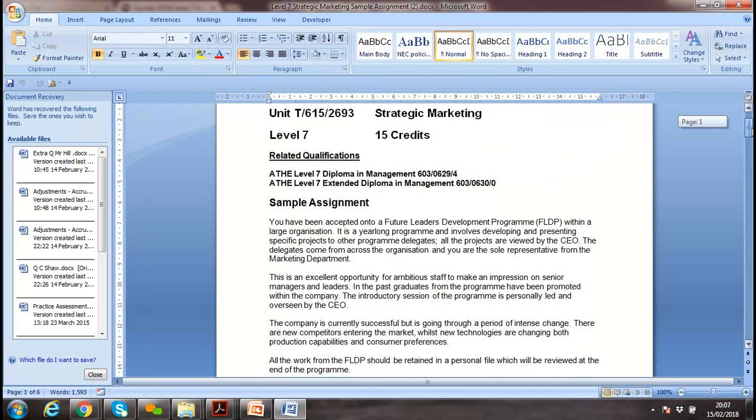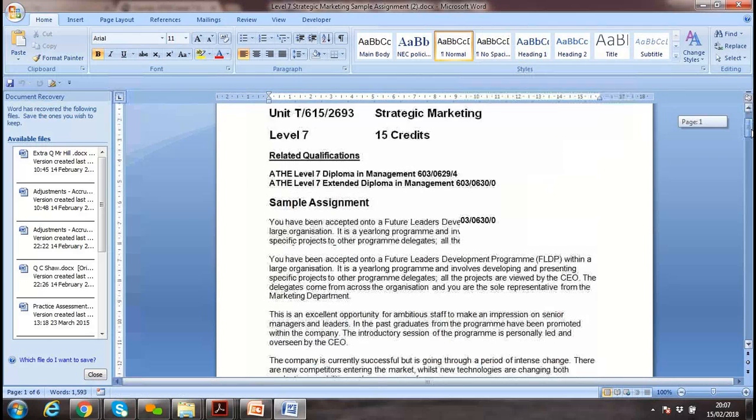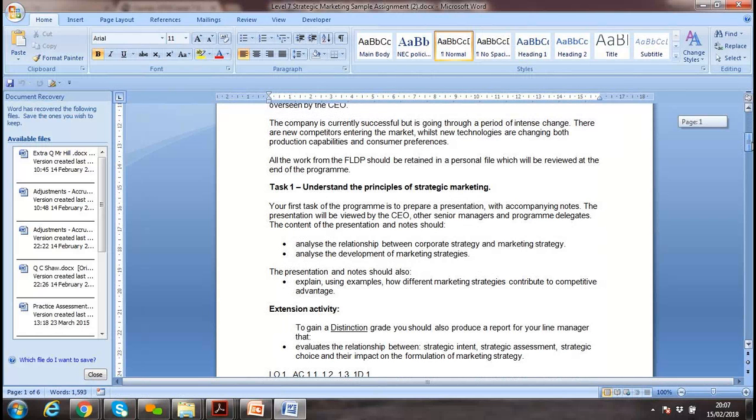What is strategic marketing? Task one, what you need to do. The first task is to prepare a presentation with notes for your CEO. So, you just need to follow this.